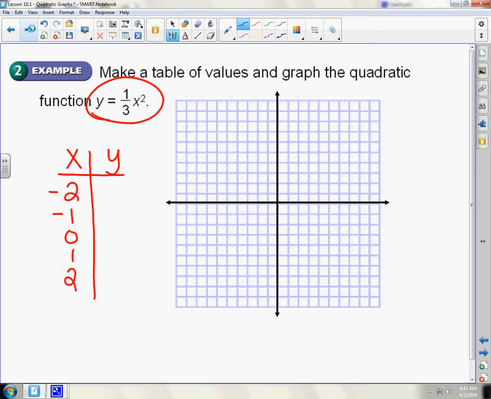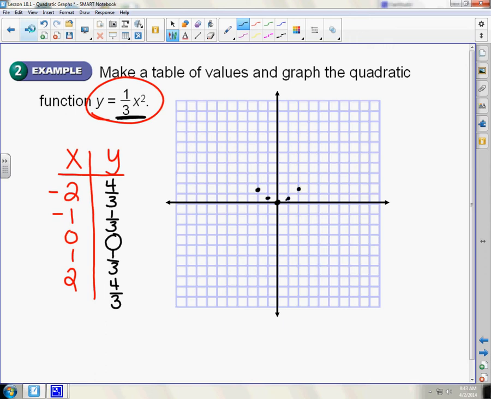So if I do -2 and I square it, because I have to do that first, order of operations, that's 4 times 1/3, which is 4/3. -1 squared is 1 times 1/3 is 1/3. 0 times 1/3 is 0. 1 squared is 1 times 1/3 is 1/3. And 2 squared is 4 times 1/3 is 4/3. So if I graph this, I'm going to go to -2 and then up 4/3. I go to -1, up 1/3. 0, 0 is right at the origin, over 1 up 1/3, over 2 up 4/3.